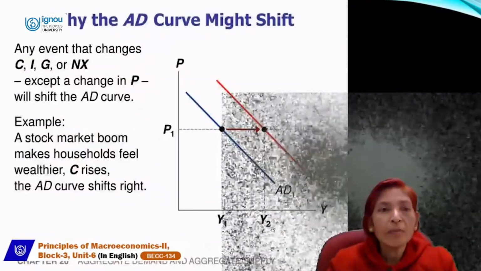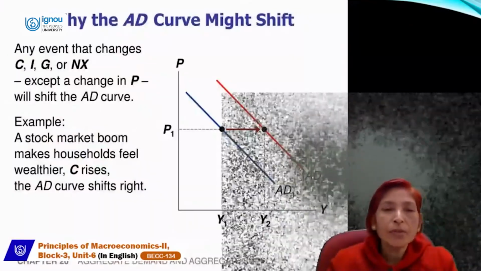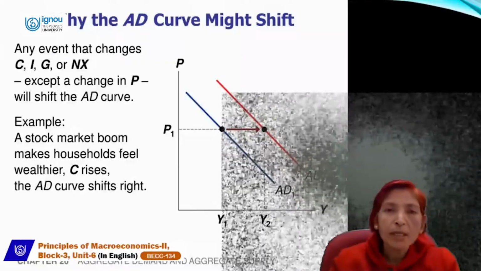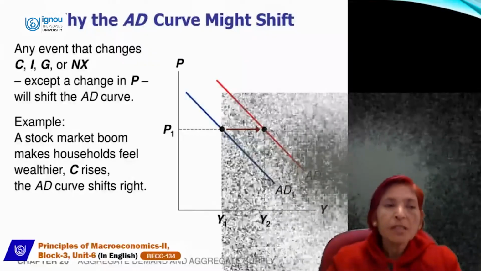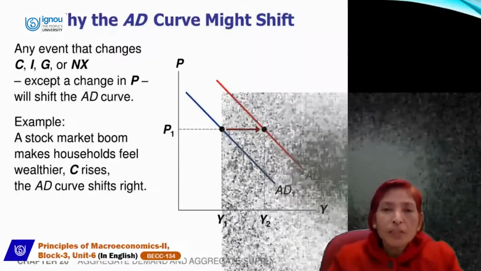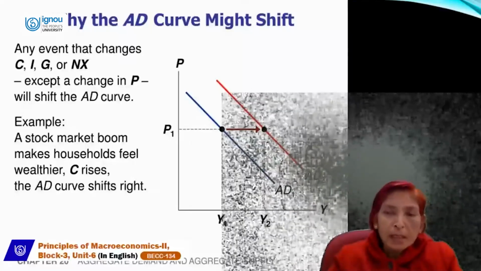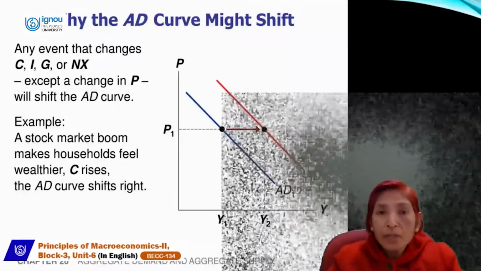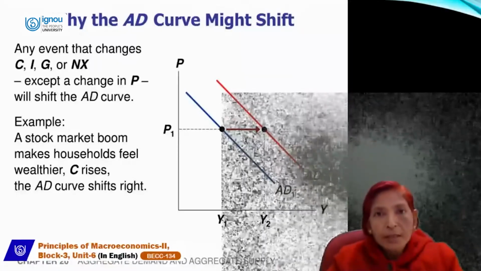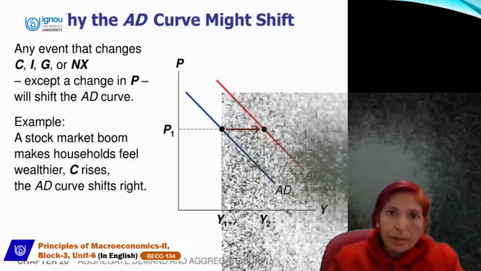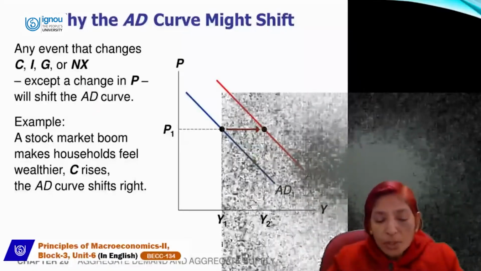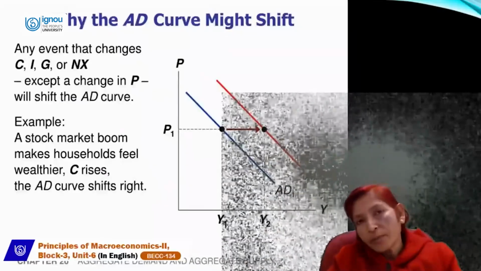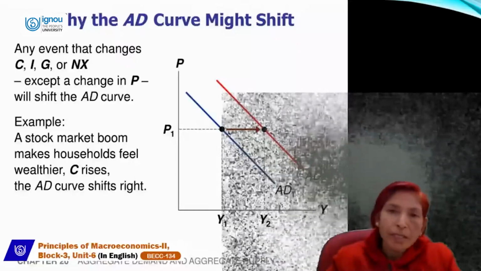Next is why aggregate demand might shift. Aggregate demand can shift due to change in consumption expenditure, investment expenditure, government expenditure, and net export. Here C is consumption, I is investment expenditure, G is government spending, and NX is net export. You know that aggregate demand always shifts due to change in other factors, keeping price constant. And if other factors are the most effective but price remains the same, then the AD curve can shift to the right-hand side or left-hand side.